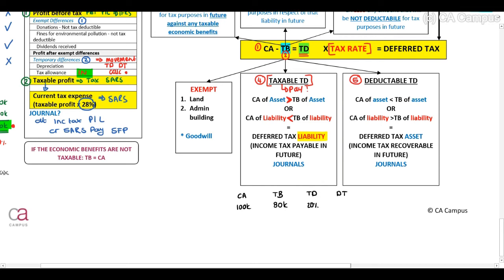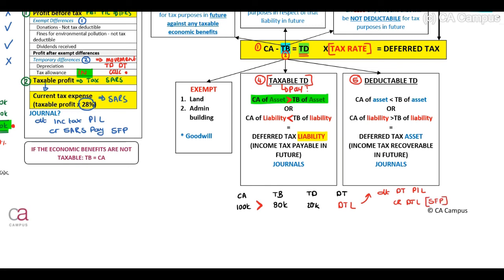Therefore, will my deferred tax be an asset or a liability, guys? Let's have a look. The carrying amount of my asset exceeds the tax base of my asset. Therefore, if the carrying amount exceeds the tax base, this will result in a deferred tax liability to recognize. How do we recognize a deferred tax liability? We will have to debit our deferred tax in our profit and loss and credit our deferred tax liability in our statement of financial position.